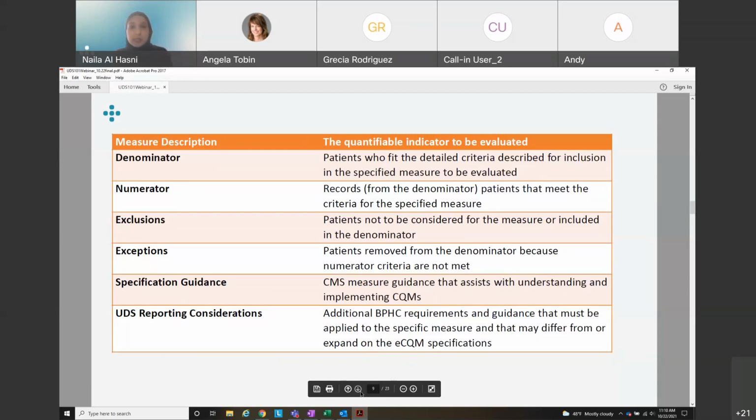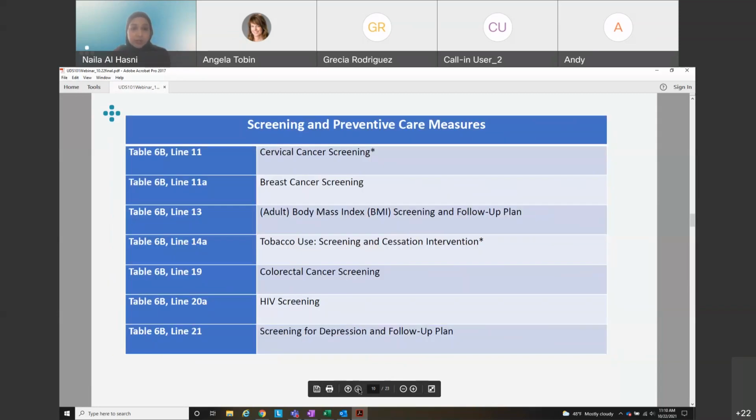Specification guidance includes the CMS measure guidance that assists with understanding and implementing CQMs. And then the UDS reporting considerations are additional HRSA requirements or guidance that are to be applied to the specific measure, and they could differ from or expand on the ECQM specifications. So again, those are just some definitions to consider and remember while doing the reporting process. And now I just wanted to go over the different clinical quality measures. These can be grouped in 3 categories. So the first one being the screening and preventative care measures.